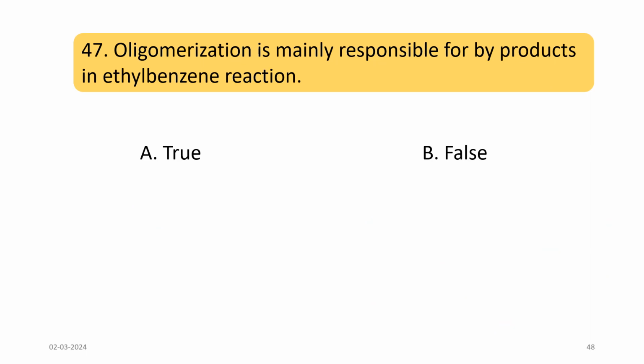Next question is oligomerization is mainly responsible for the byproducts. Is it true in the ethylbenzene reaction? Is it true or false? Oligomerization means adding of two ethene molecules to the benzene, that is forming the diethylbenzene. So oligomerization is mainly responsible for the heavier aromatics or byproducts. It is true, and it produces butylbenzenes, diphenyl compounds, and heavy aromatics. Okay, so it is true.